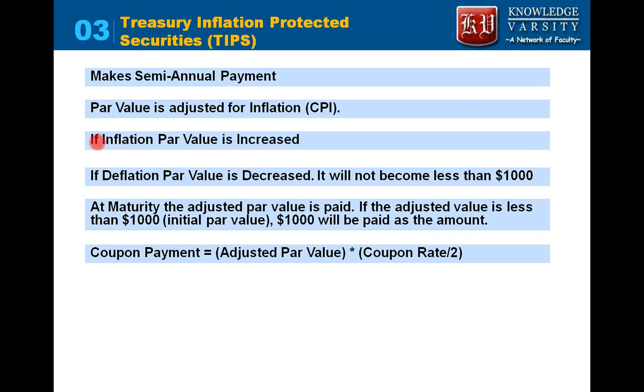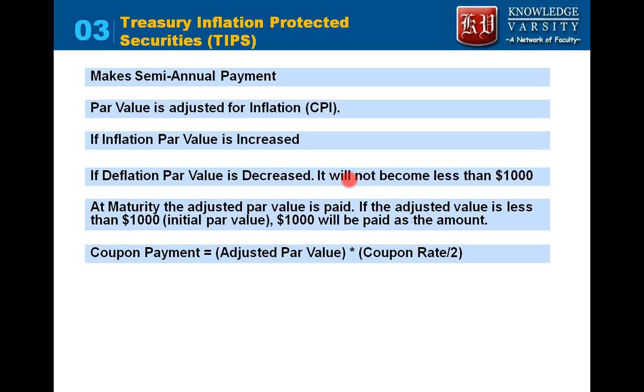Now, whenever there is an increase in inflation, the par value is increased. Whereas if there is deflation, that is a decrease in the price level, the par value decreases. However, the face value of TIPS is $1,000, and at maturity, if the adjusted par value is less than $1,000, $1,000 will be paid as the amount.